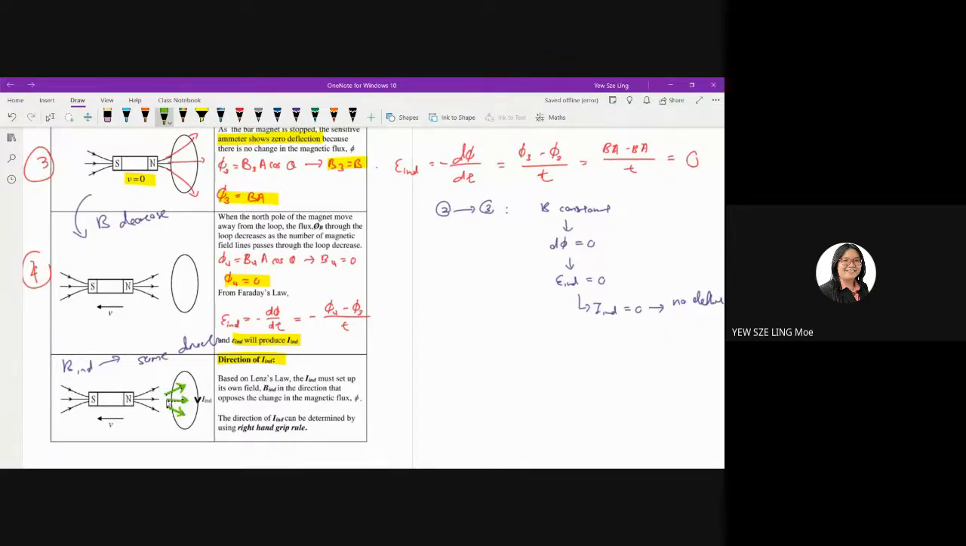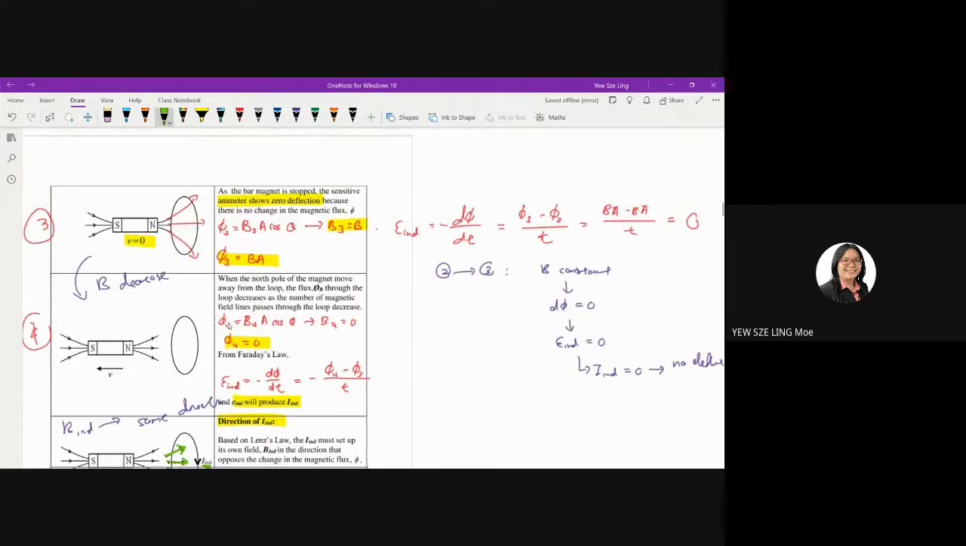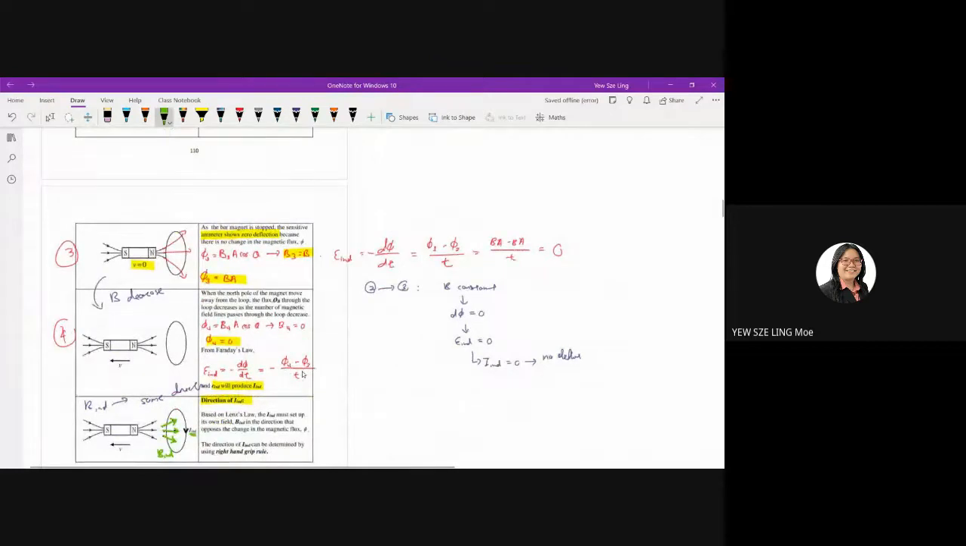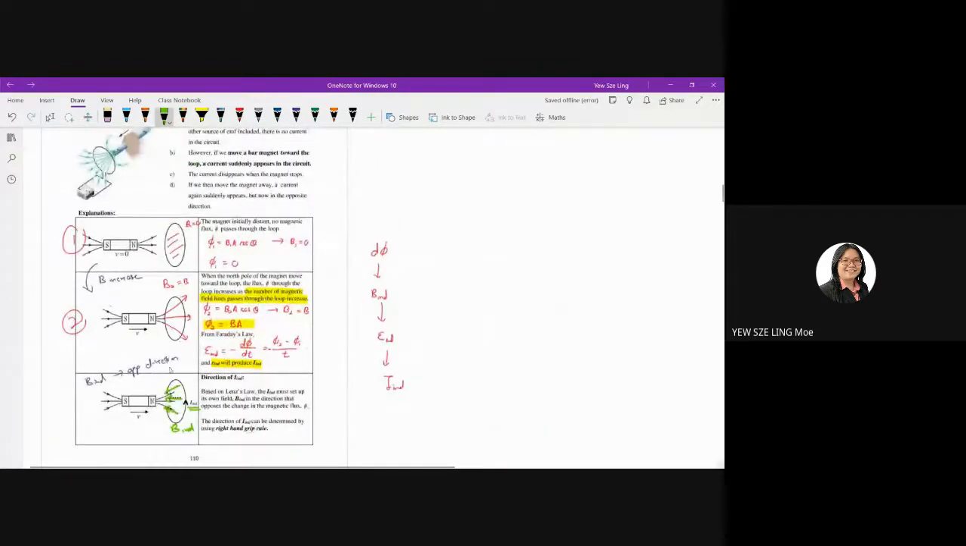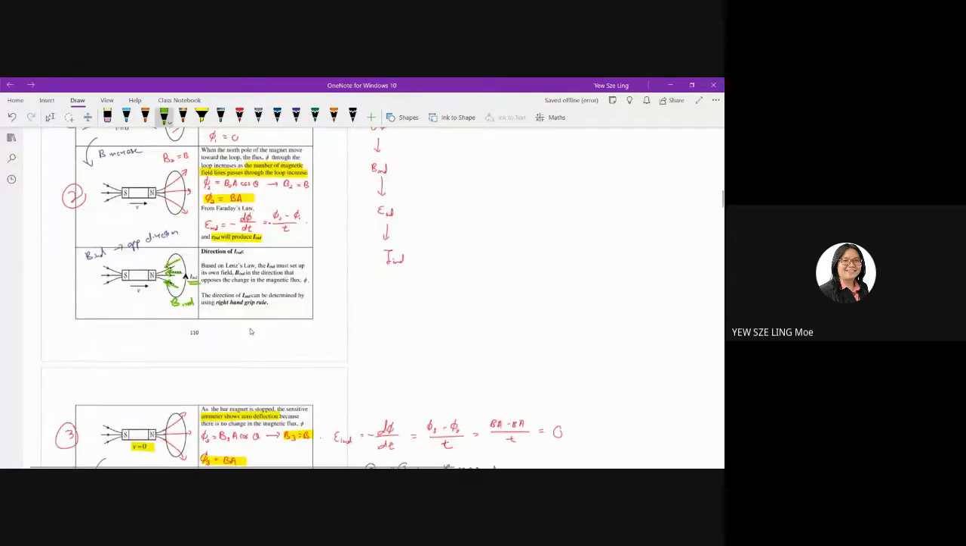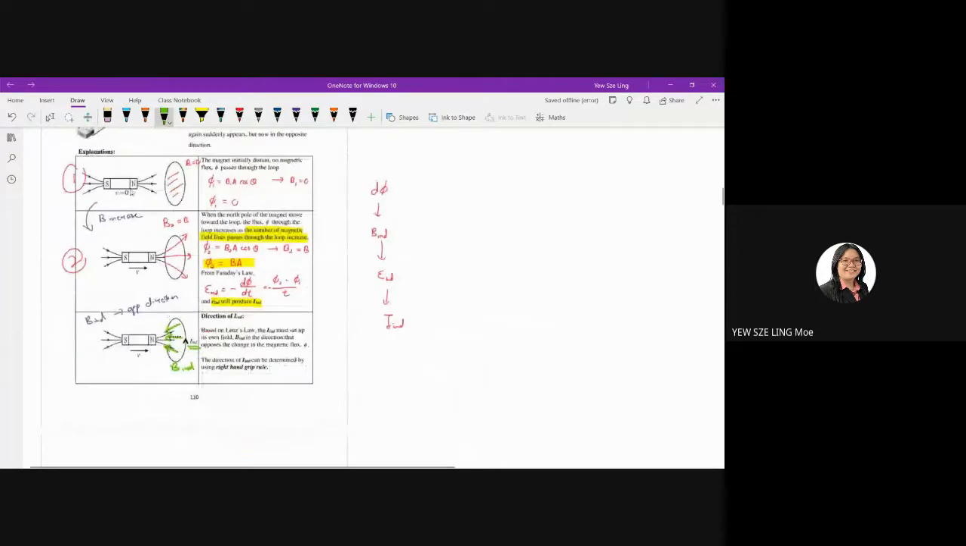So now you have B induced in the same direction. By using your right hand grip rule again, you will be able to determine the direction of I induced, which is now in the clockwise direction. So that is the whole process: from not moving, you move it towards the coil, and then you stop again, and then you move it away from the coil. So there are 4 steps here. What happened in these 4 steps? That is what happened right here.